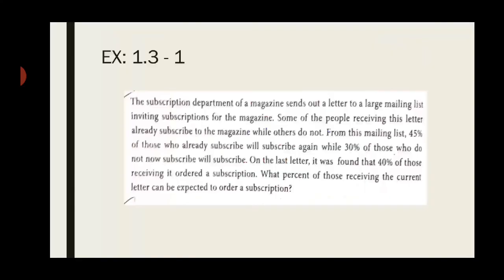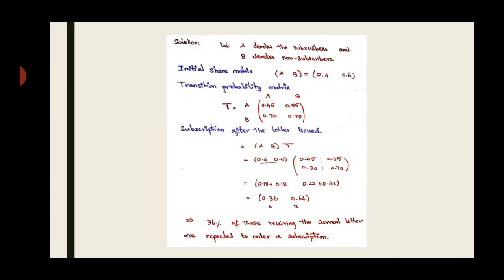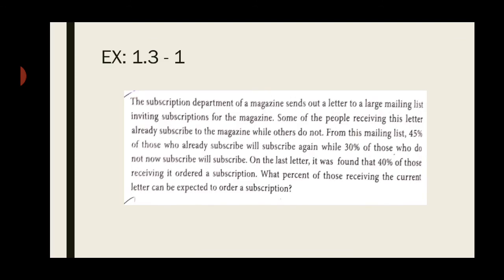Now let's go for the third line. From this mailing list, 45 percentage of those who already subscribe will subscribe again. That means subscribe means what? A. So again subscribe means A. So A 45 percentage. So A row, A column. So first row, first column you can see 0.45. So what is the remaining of 100? 100 minus 45 is 55, and that should be in the next place. A row, B column 0.55.